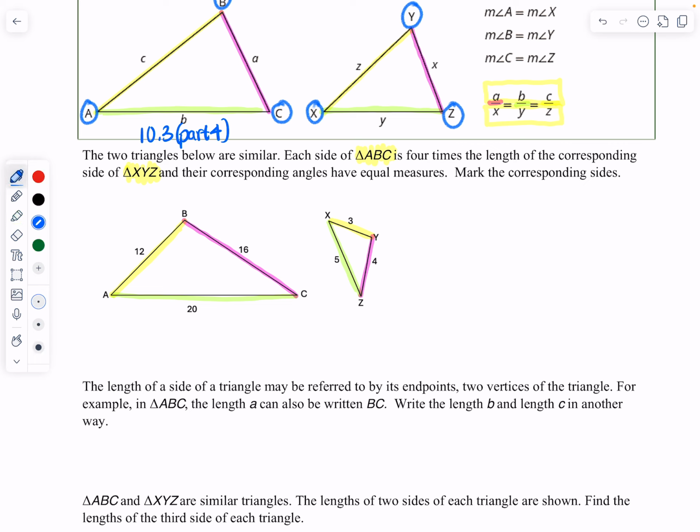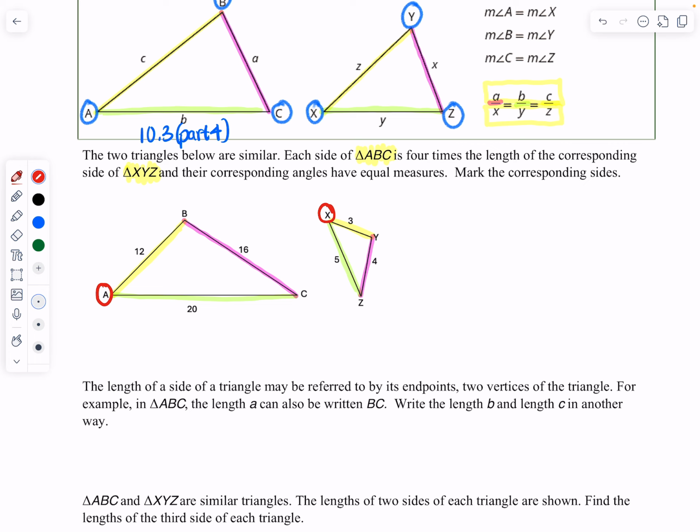So, I'm going to use red for A. Remember, A is where the yellow side and green side meet. So, X is where the yellow and green side meet. And you'll notice that both of those are the first letter in the naming of triangle ABC and triangle XYZ.